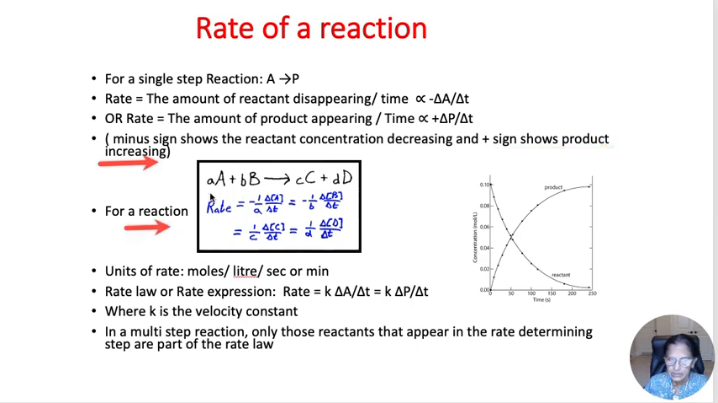If a reaction has more number of molecules, like a molecules of A reacting with b molecules of B, giving c molecules of C and d molecules of D, rate is equal to minus 1 by a delta A by delta T, which is equal to minus 1 by b delta B by delta T because the reactant concentration goes on falling, which is also equal to 1 by c delta C by delta T, which is also equal to 1 by d into delta D by delta T.